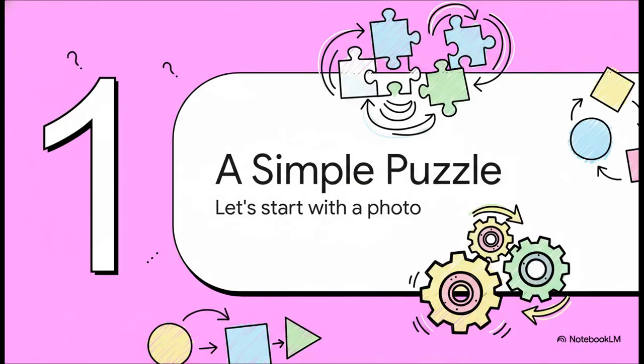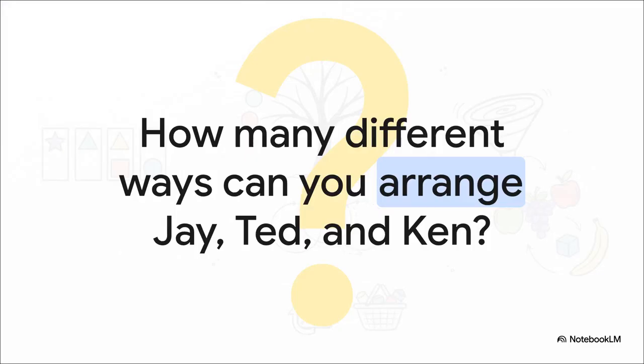To really get what I'm talking about, let's just dive right in with a simple puzzle. Forget about formulas in big math terms for a second. Let's just use our intuition. Okay, here's the deal. You've got 3 friends, Jay, Ted, and Ken. You need to line them up for a picture. So how many different lineups can you actually make? Just take a second and think about it.